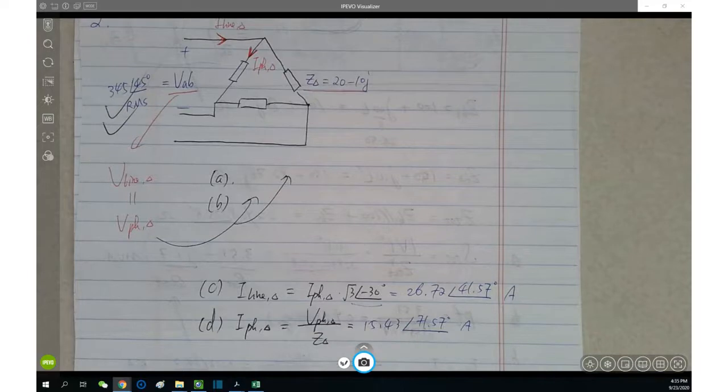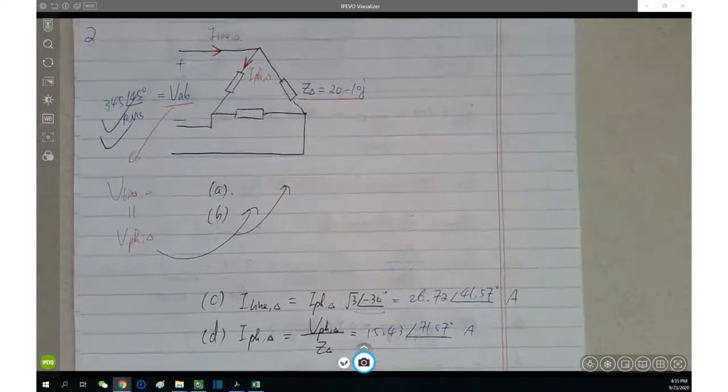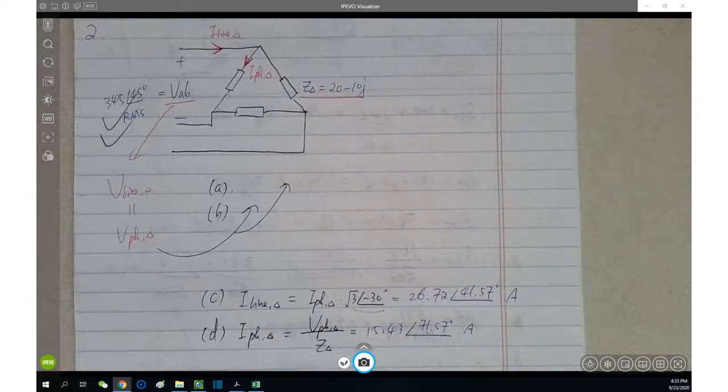Any questions on this problem 2? Any questions? Any concerns? Again, this three-phase thing is nothing but you understand the concepts of phase, line, voltage, and the current. Okay. Any questions?